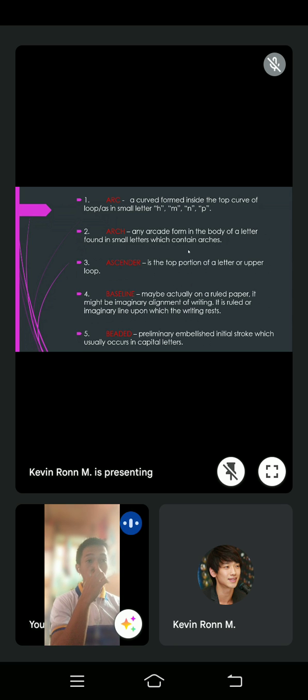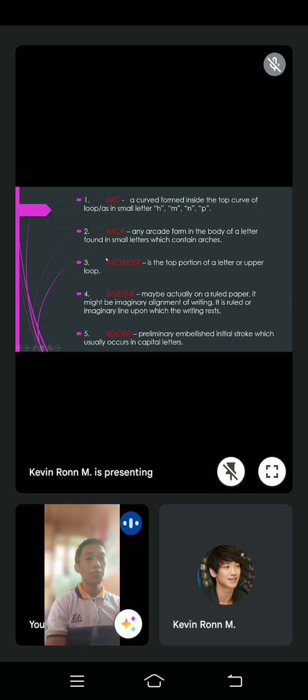Number 3 is ascender. What is an ascender? It is the top portion of a letter or upper loop. So the ascender is in the top portion. Number 4, baseline, may be on a ruled paper. It might be an imaginary alignment of writing. It is a ruled or imaginary line upon which the writing rests. So baseline is the imaginary alignment of writing.